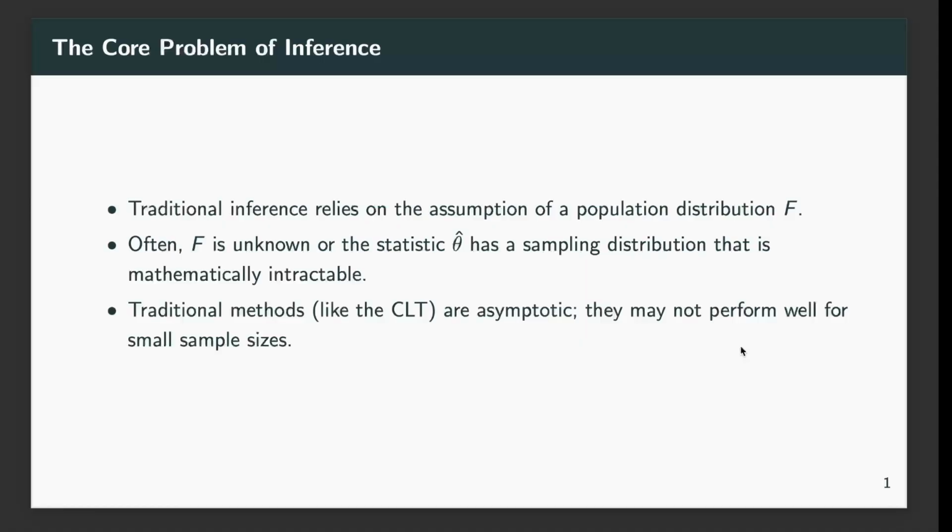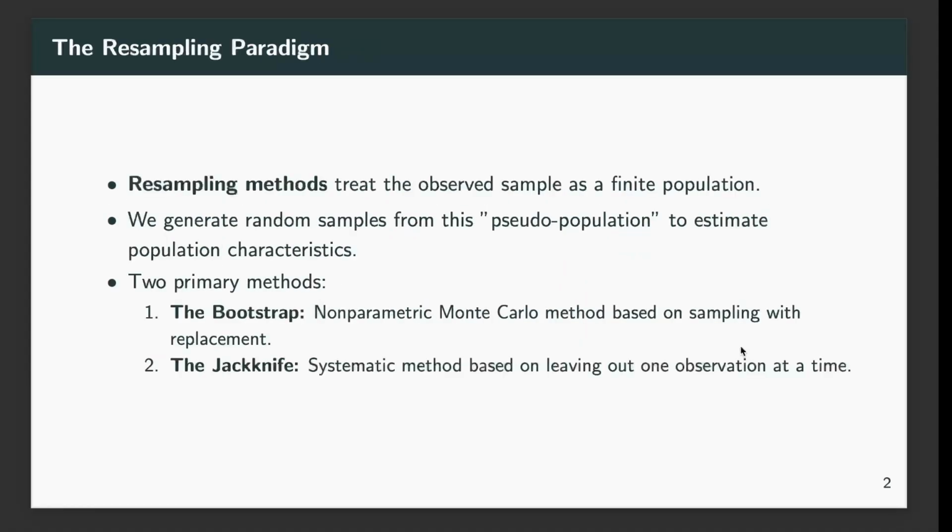The main problem with this is that we want to make inferences about some population quantity using our data, but then we cannot easily characterize the sampling distribution of our estimator. Therefore, we want to consider how we can use resampling methods to provide solutions to this problem. Now, let us first talk about the resampling paradigm.